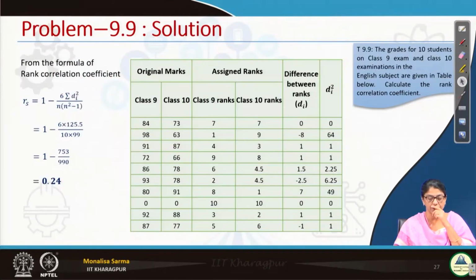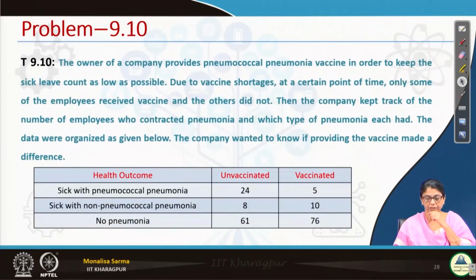Here the correlation coefficient is 0.24, which is basically a weak correlation. Okay, so this is a very interesting question.